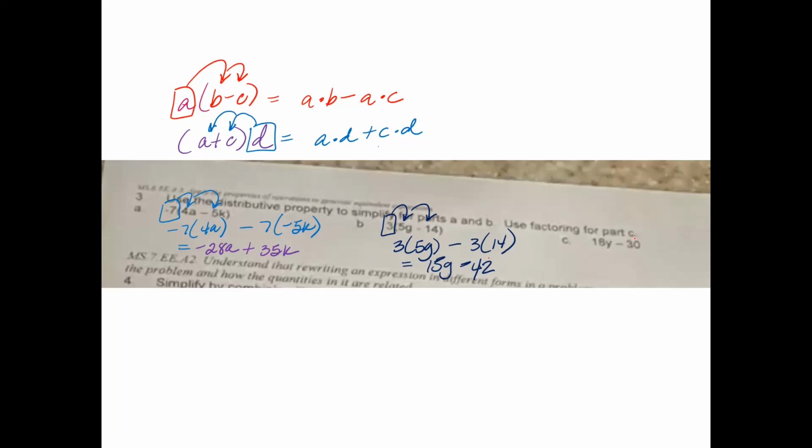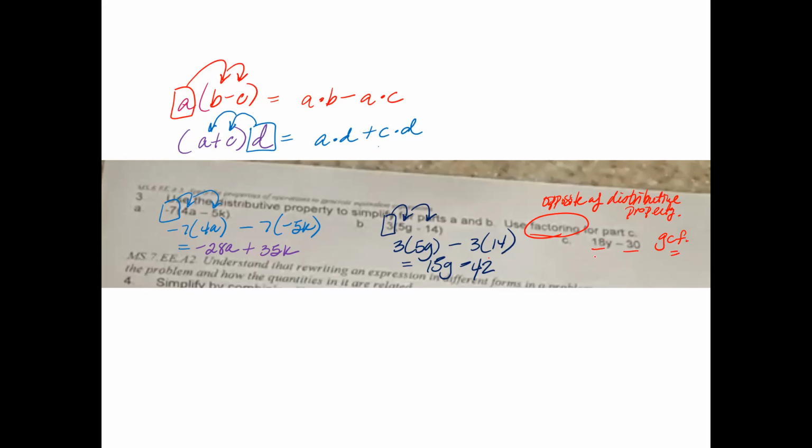Use factoring for part C. So for part C, what you're doing is the opposite. Factoring is the opposite of the distributive property. Okay? Between 18 and 30, what is a number that you can take out? What's the greatest common factor between them? What divides into 18 and also divides into 30?